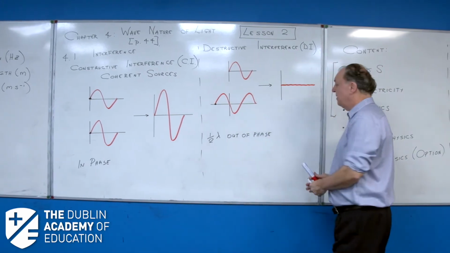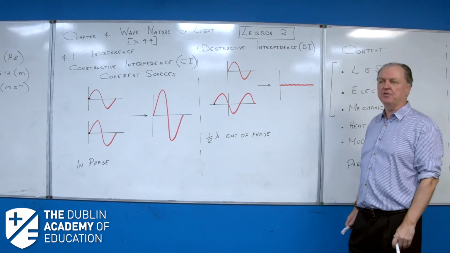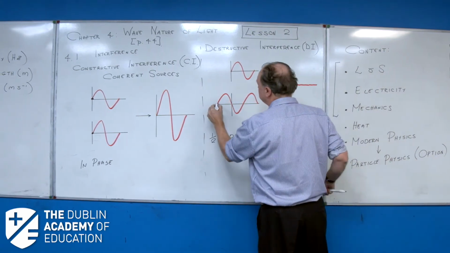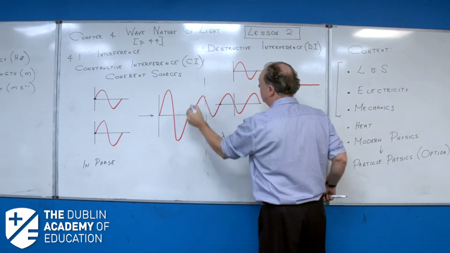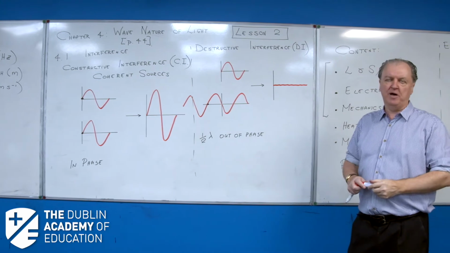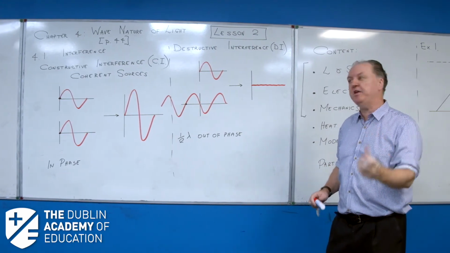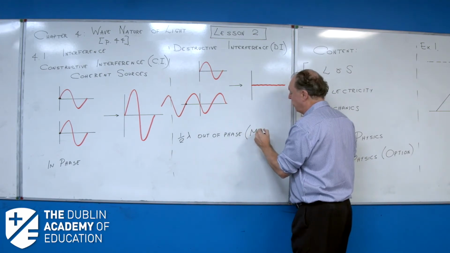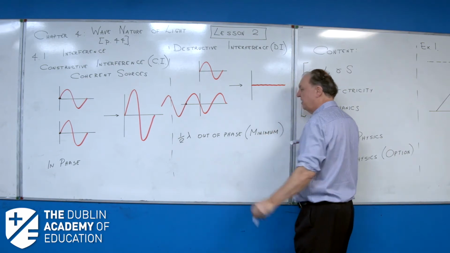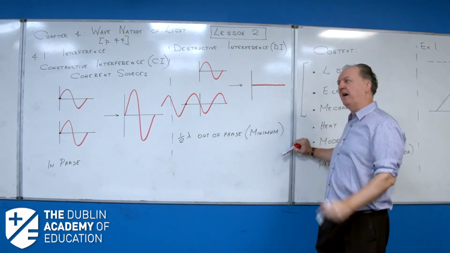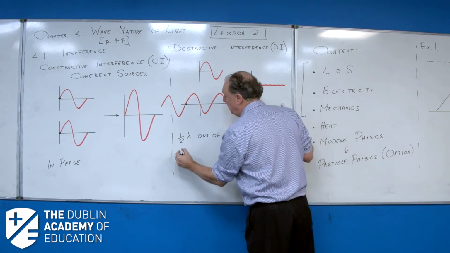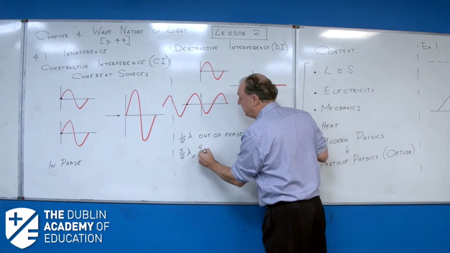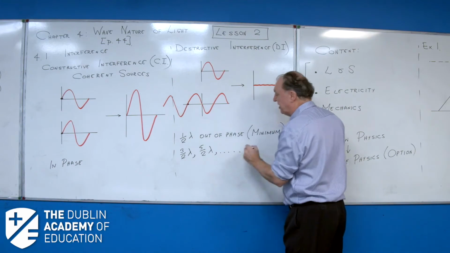Now, that's what we call the minimum condition for DI. But you know what you could have? You could have that wave that started 1.5 waves behind, or 2.5 waves, or 3.5 waves. So you could be half a wavelength out of phase. That's the minimum to cause DI. When we do mathematical problems, that's what they will be asking. But you know what? It could also be 1.5, which is 3 halves. Or it could be 2.5, that's 5 halves. And so on, and so on.